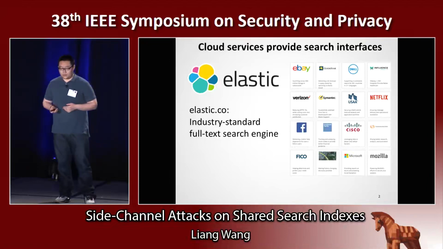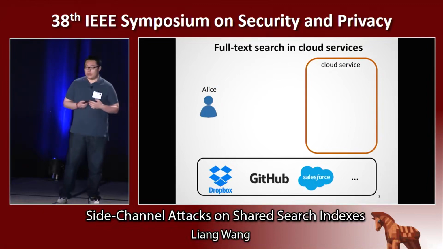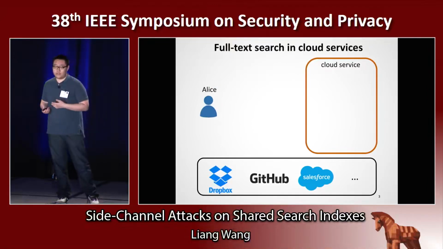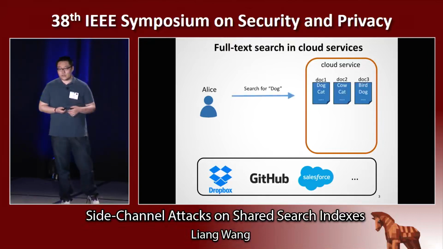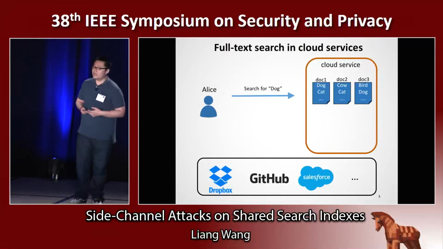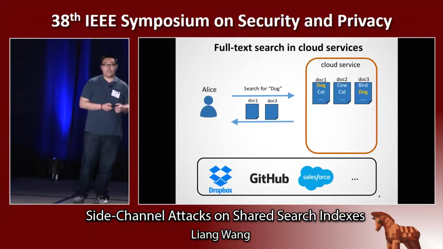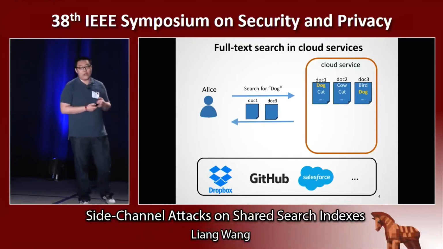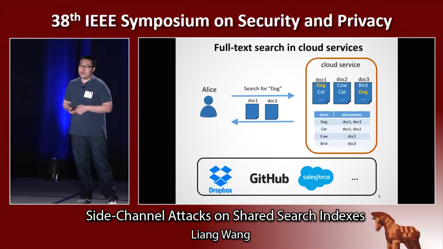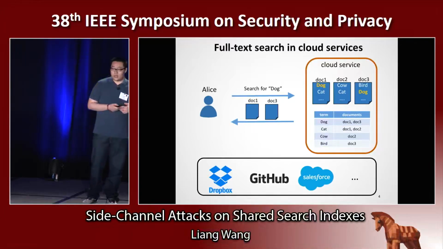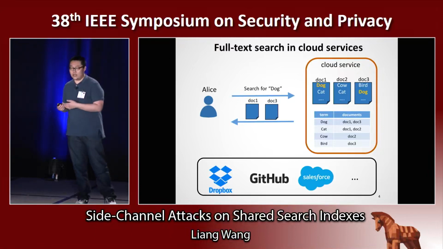So how does full-text search work in cloud services? Say a user Alex stores her documents in some service, and when Alex searches for a keyword, the service will get all the documents that contain that keyword and return them to Alex. To improve the search efficiency, the service usually builds an inverted index by splitting the document contents into terms. The key of the index is a term, and the corresponding value is the number of the documents that contain that term.